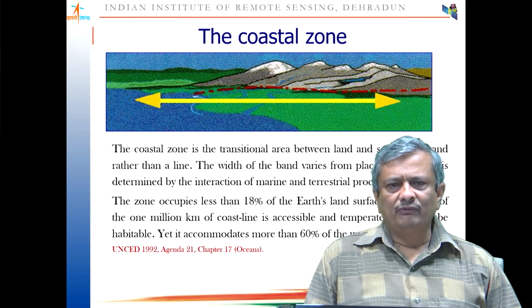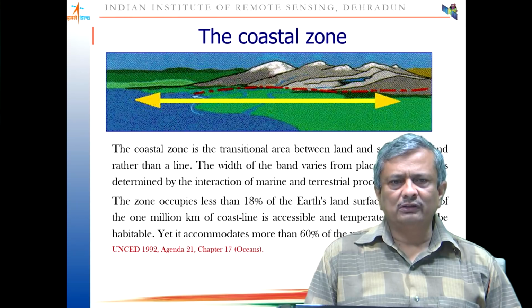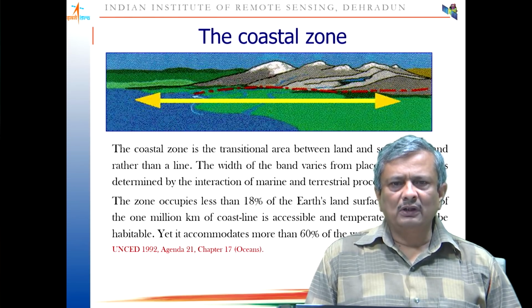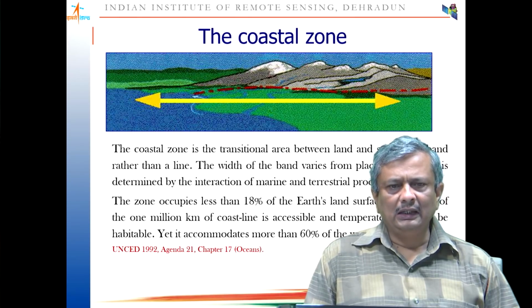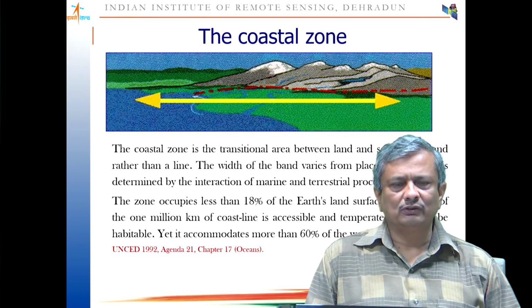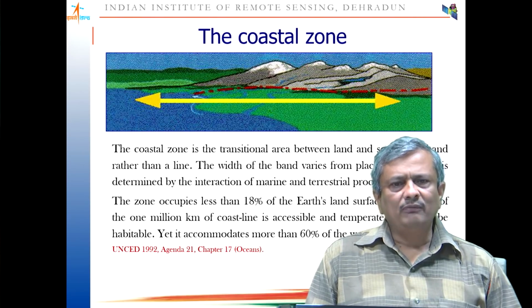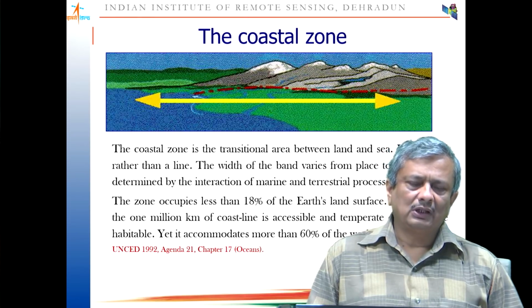The width of the band varies from place to place and is determined by the interaction of the marine and the terrestrial processes. So the width of the coastal zone is not fixed everywhere. It depends on how your terrestrial processes and the marine processes are interacting with each other. If the marine process is very strong, it will push the coastal zone far deep inside the land and vice versa. This zone is occupying less than 18% of the total Earth land surface.